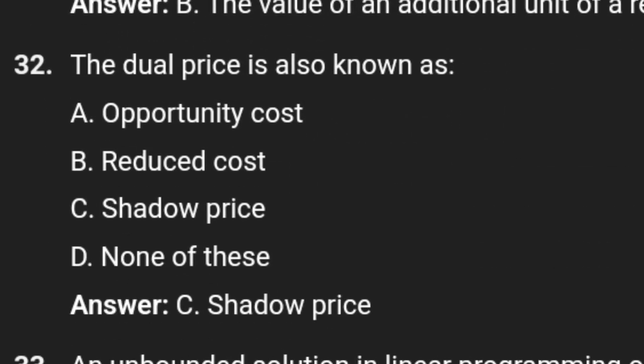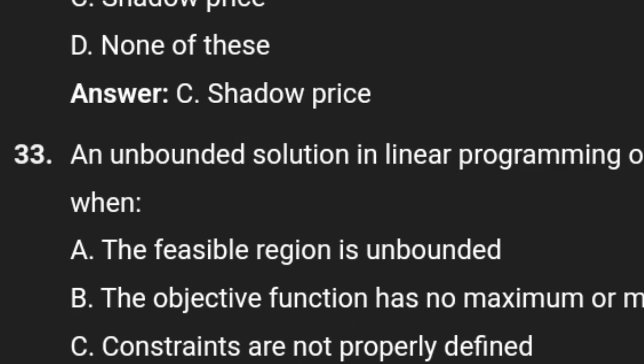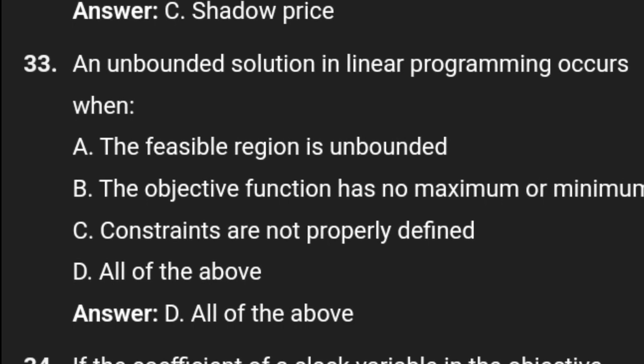32. The dual price is also known as: A. Opportunity cost, B. Reduced cost, C. Shadow price, D. None of these. Answer: C. 33. An unbounded solution in linear programming occurs when: A.